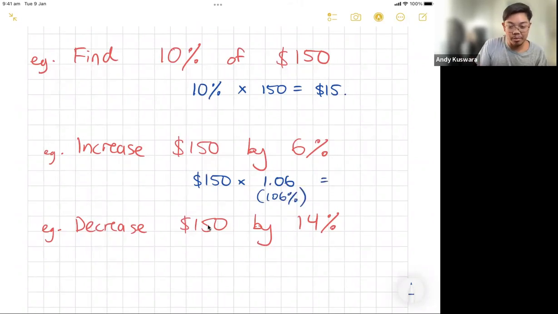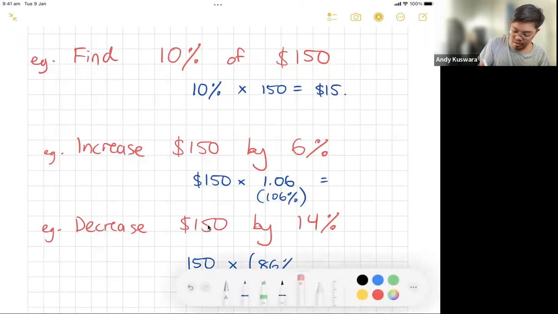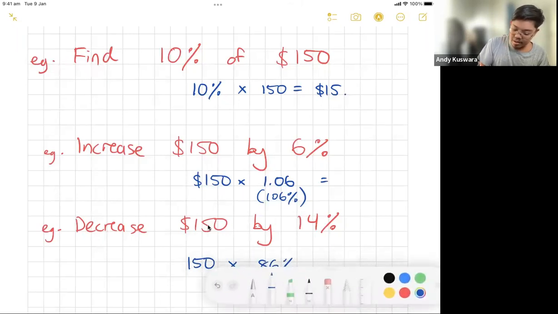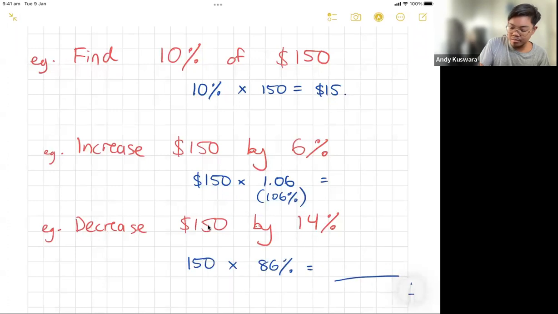Don't have the calculator on me. Now, if I want to decrease, it's going to be a similar thing, but slightly different. I'm going to go 150, but if I decrease by 14%, theoretically, I'm only left with 86%. So if I multiply those two together, that should give my answer as well. And these ones you can use the calculator for.